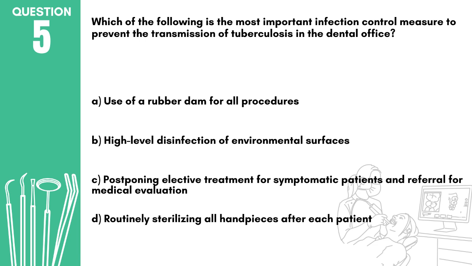Question 5. Which of the following is the most important infection control measure to prevent the transmission of tuberculosis in the dental office? A. Use of a rubber dam for all procedures. B. High-level disinfection of environmental surfaces. C. Postponing elective treatment for symptomatic patients and referral for medical evaluation. D. Routinely sterilizing all handpieces after each patient.